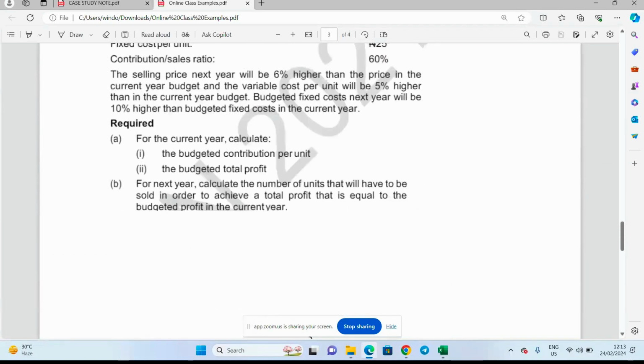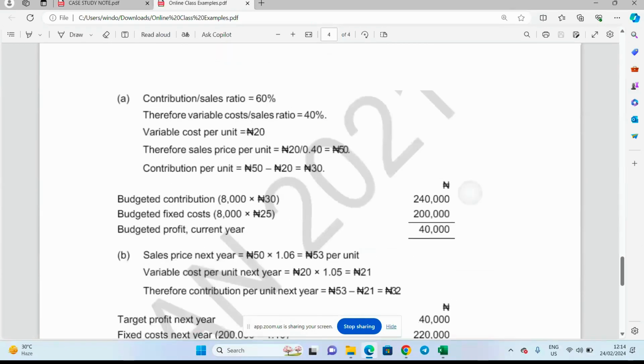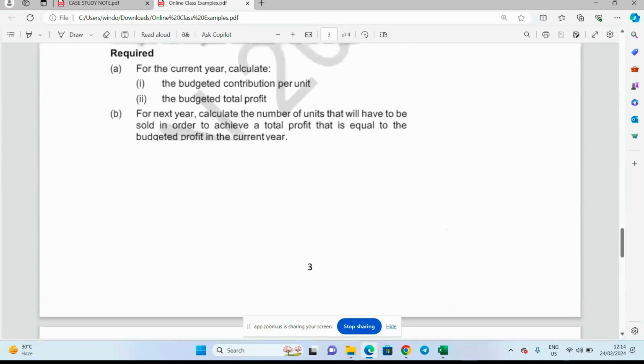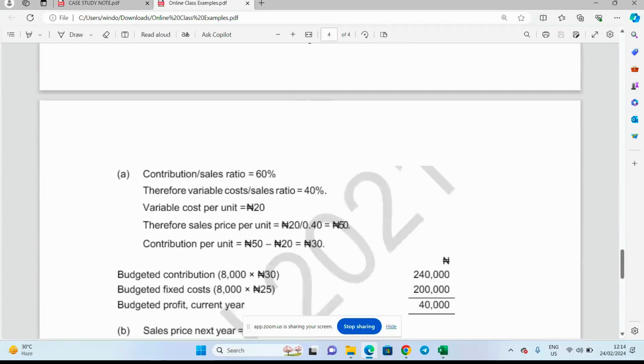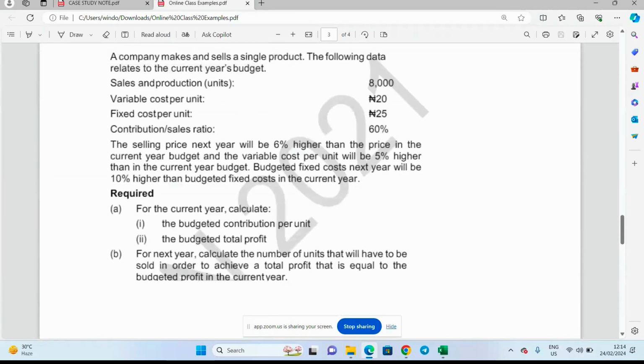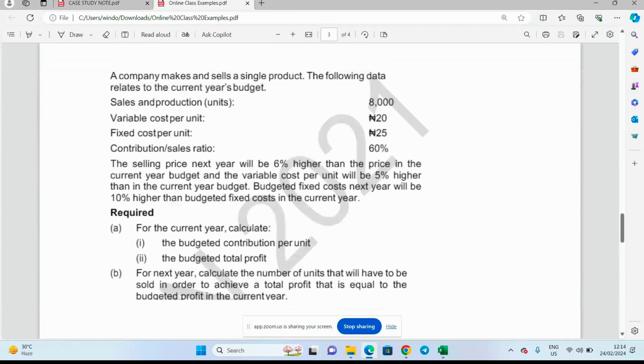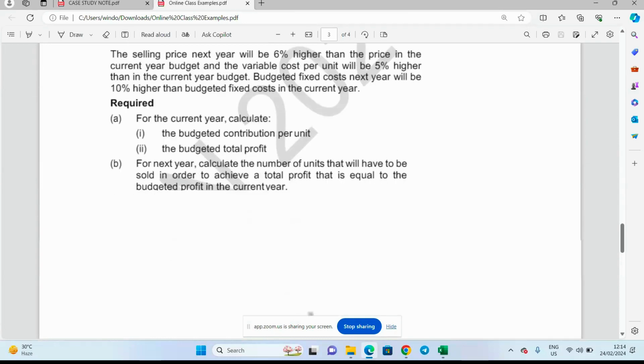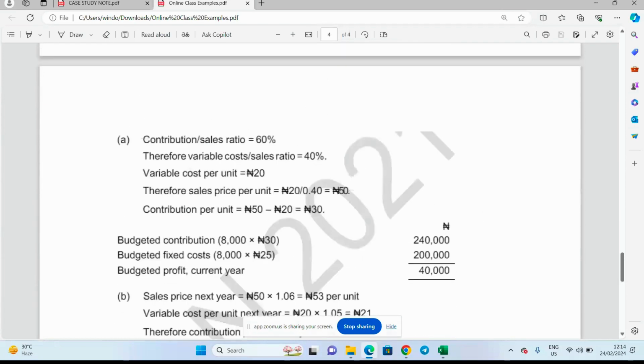Then the second one, budgeted profit. Now that you have gotten the budgeted contribution as 30 naira, what is your fixed cost? We don't know yet. So, what is total contribution? Let me not confuse you. Budgeted contribution is 30 naira times 8,000 units. What do you have? 240,000.